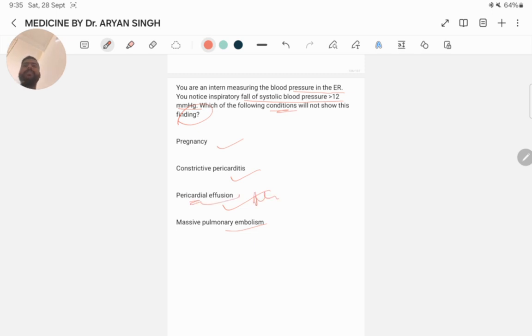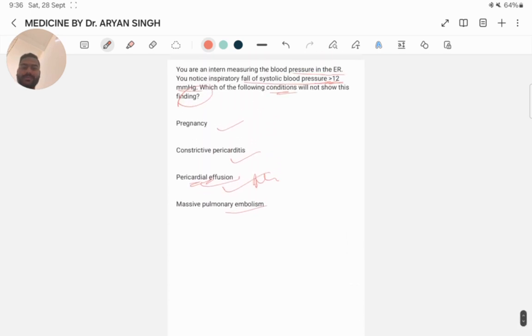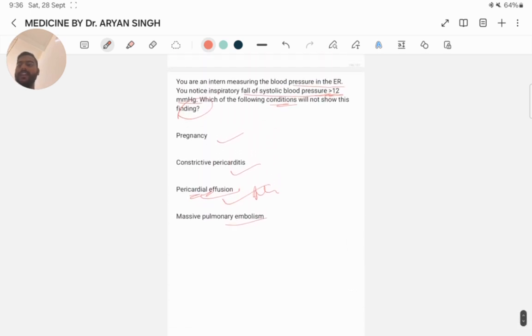Because an inspiratory fall of more than 10 mmHg indicates pulsus paradoxus. It is seen in cardiac tamponade but not in simple pericardial effusion. Here the question says more than 12, and the main criterion is more than 10. So that's why the answer is pericardial effusion. Tamponade causes diastolic collapse of the ventricles, causing severe hypotension and a fall of the systolic blood pressure. That's all. Thank you and keep revising.